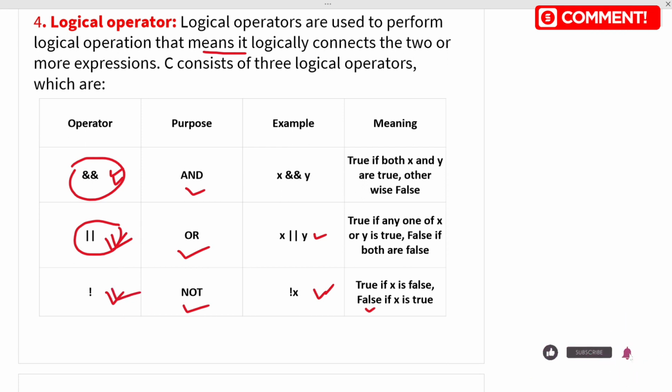If we give low inputs here, it will produce high output. That means if we give true inputs, it produces false. If we give false input, it produces true.